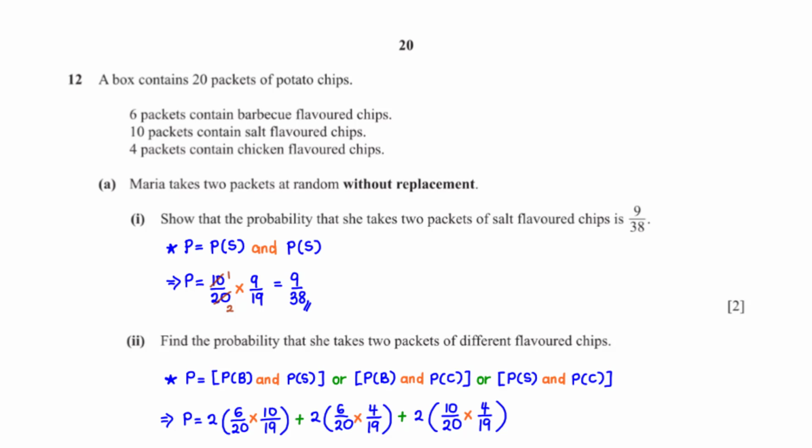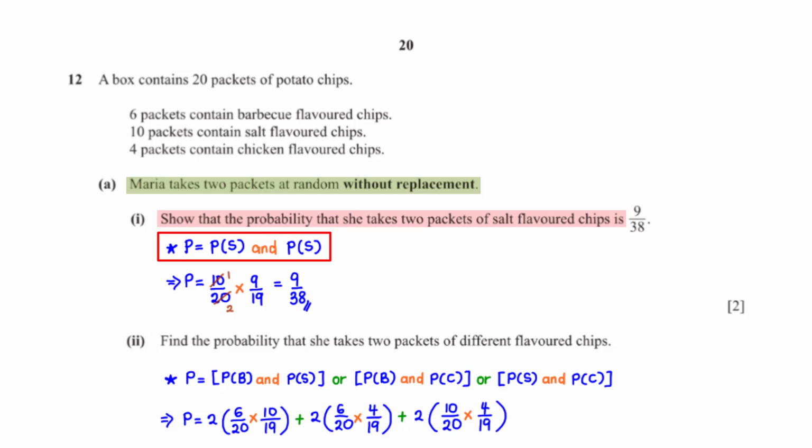A box contains 20 packets of potato chips. 6 packets contain barbecue flavored chips. 10 packets contain salt flavored chips. 4 packets contain chicken flavored chips. Maria takes 2 packets at random without replacement. Show that the probability that she takes 2 packets of salt flavored chips is 9 over 38.